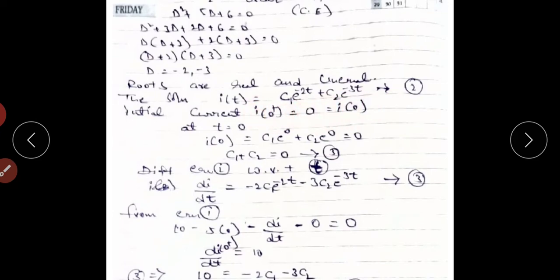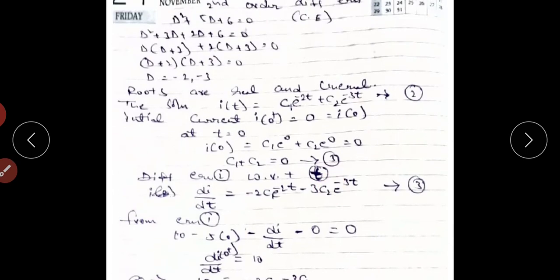So now substitute t equals 0 in this equation. So I of 0 equals c1 into e power 0 plus c2 into e power 0, and I of 0 value is 0. So it becomes c1 plus c2 equals 0. It is equation number 3.